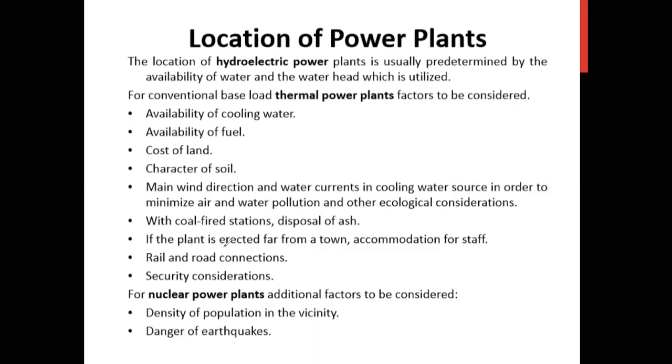Suppose for a nuclear power plant, we cannot establish it anywhere in Dhaka city, because the first thing is that the population density must be very low in the area where we establish a nuclear power plant. The population must be very low. And also there is the danger of earthquakes. The location cannot have a risk of earthquakes.